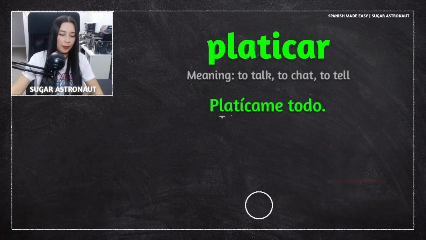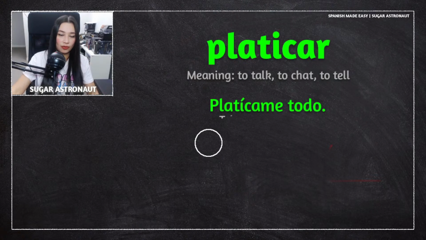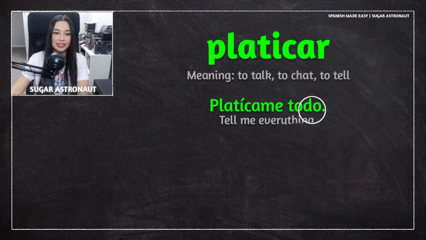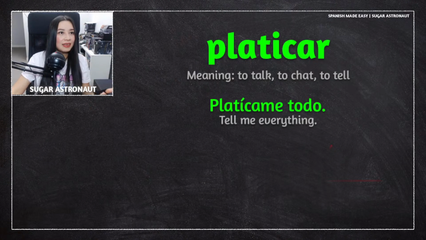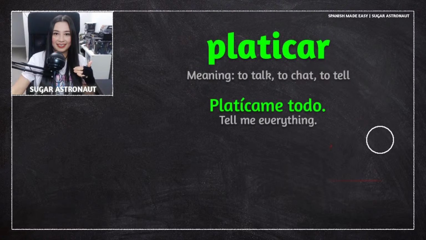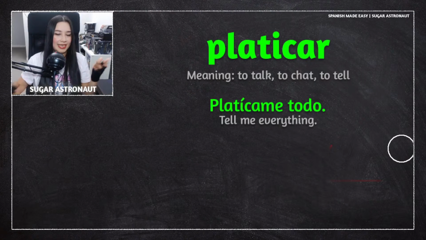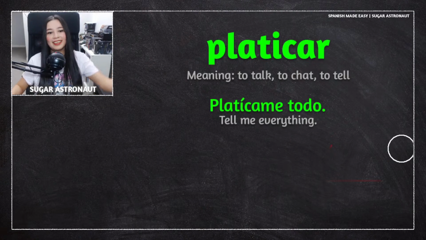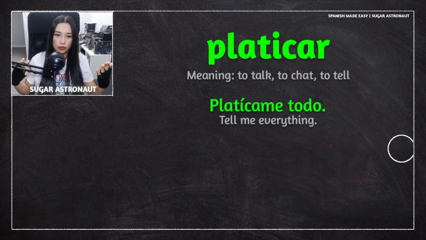Platícame todo. This is a good expression, actually, the whole sentence here, because it means tell me everything. When someone starts saying something interesting, you can say this. Platícame todo. Tell me everything. It could be a gossip. It could be something just interesting that you want to know more about. You can use this expression for that. Platícame todo. Okay? Tell me everything, every single detail.